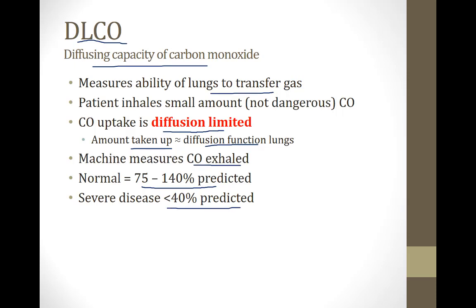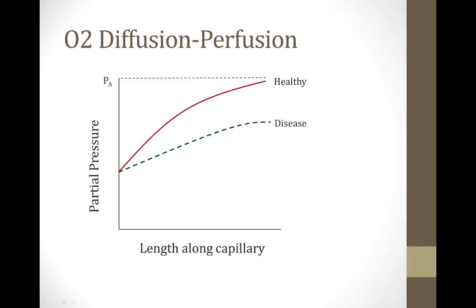And I talk about this in some of the videos on lung disease, but the point for you to understand here is that the reason carbon monoxide is used as a gas in this test is because it is diffusion limited. So let's look at what would happen to oxygen in terms of diffusion perfusion in disease. The red line here is a healthy individual, and the oxygen level rises up to the concentration of oxygen in the lungs. In a patient with disease, however, remember, oxygen becomes diffusion limited, so it can't get all the way up to that maximum value. This means that the concentration of oxygen in the bloodstream is going to fall, and this is part of the mechanism by which patients become hypoxemic when they have lung disease.